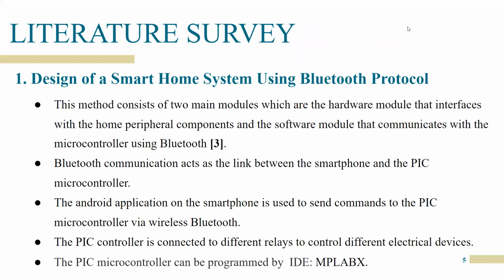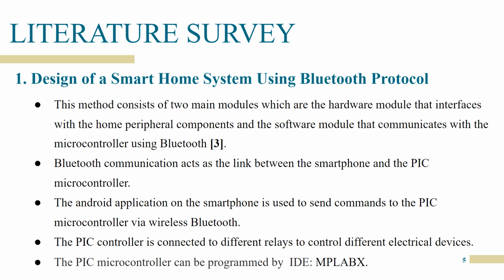I am Aflaid K. I will be dealing with the literature survey. Through our literature survey, we were able to find two existing systems used in smart home automation. One is the design of a smart home system using Bluetooth protocol, and the other is an energy management system with the help of Zigbee protocol. So these are the two methods.